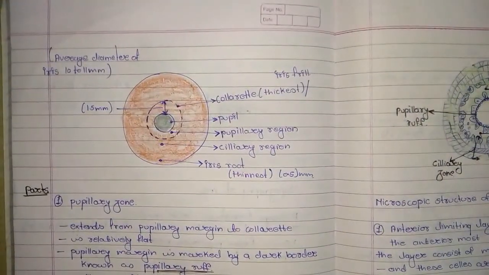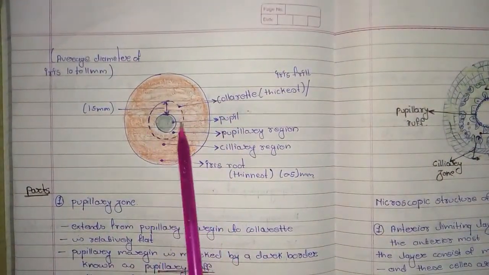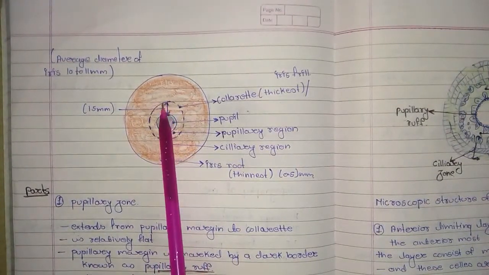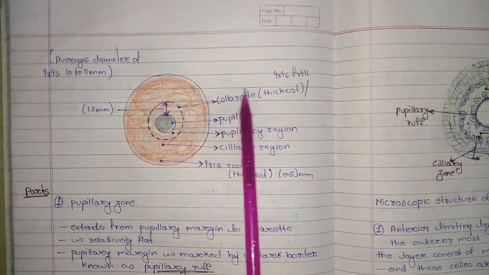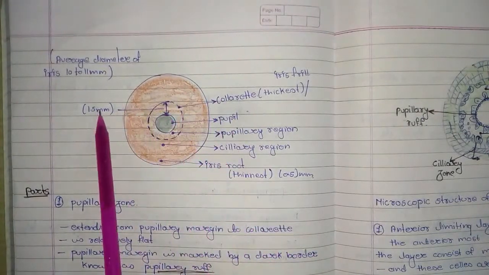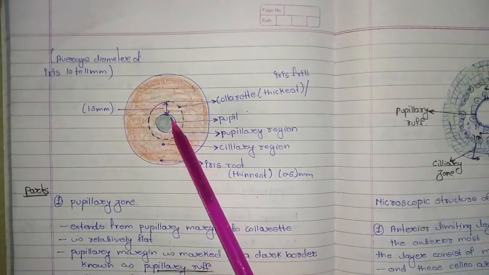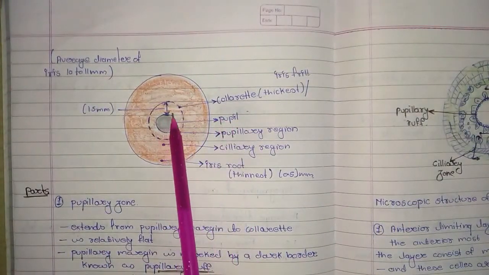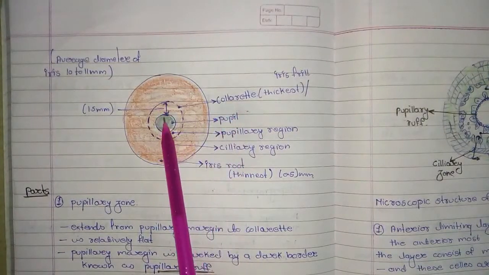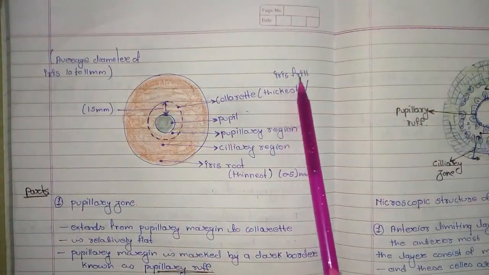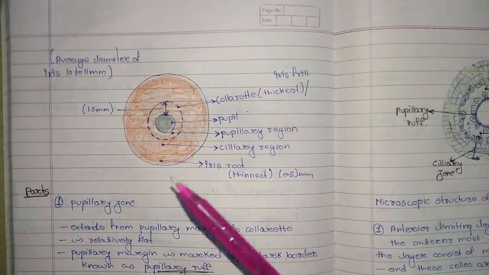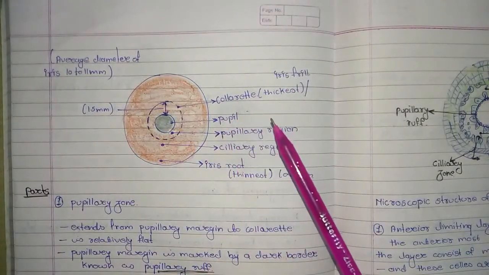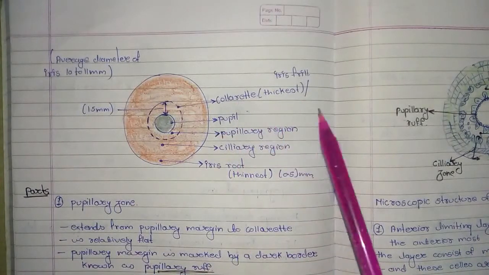Now next, in this diagram you can see the iris is thickest at collarette, and this collarette is located 1.5 mm from the pupillary margin. This is the pupillary margin and this is the collarette, which is also known as iris frill, as I already told you. And one more point, this collarette is the site of foetal pupillary membrane attachment.